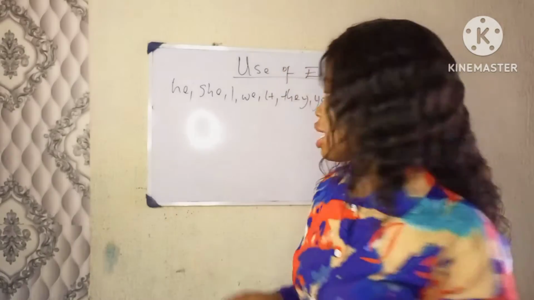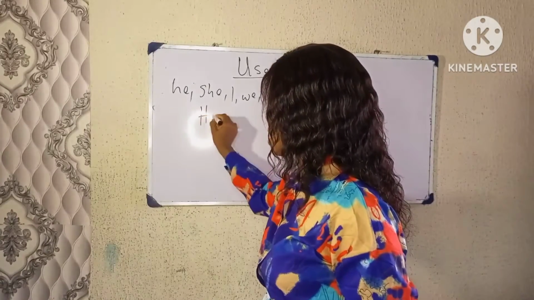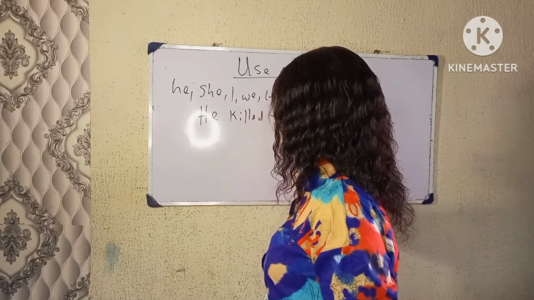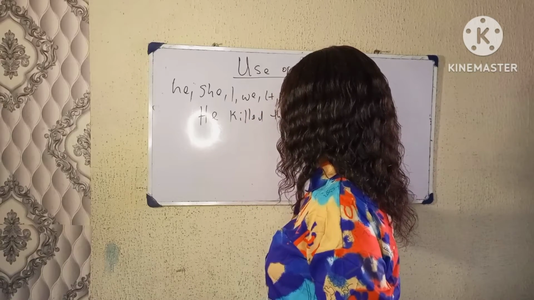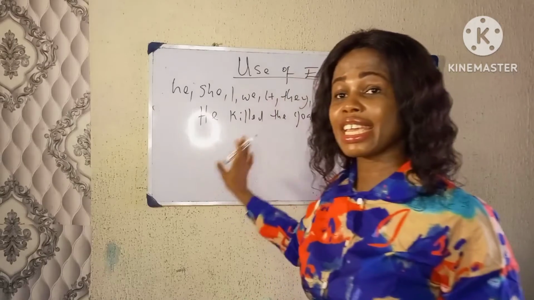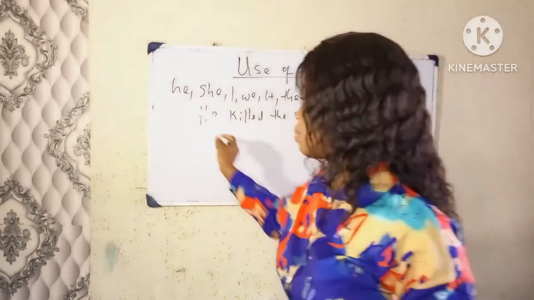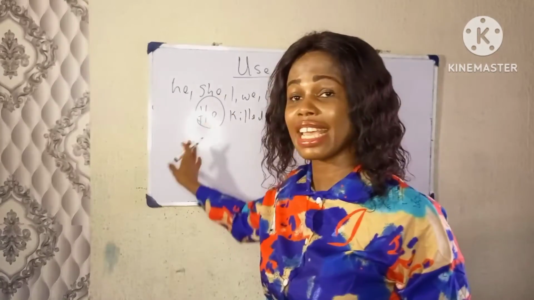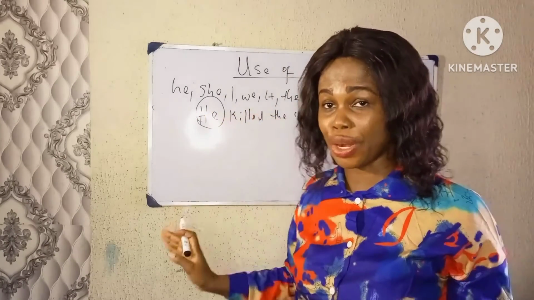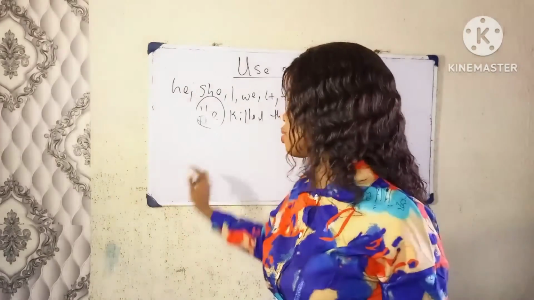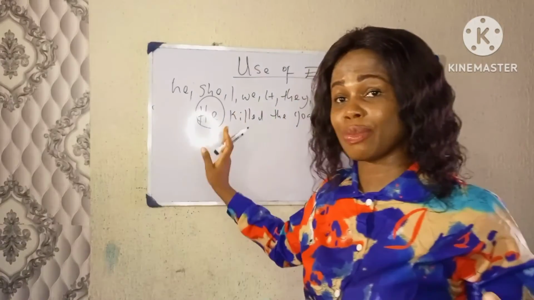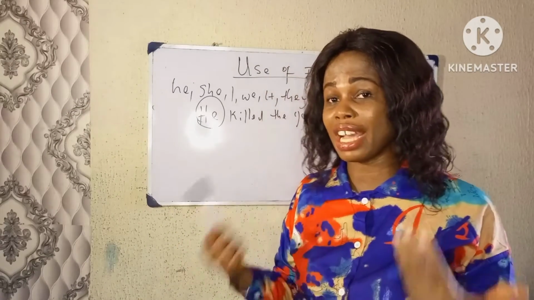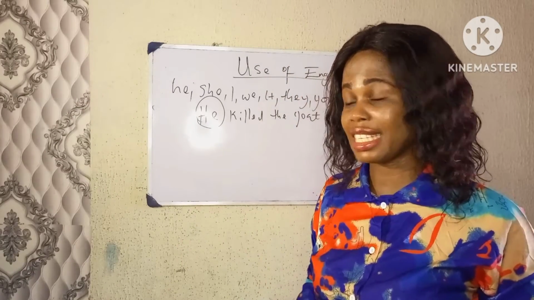For example, say, he killed the goats. Okay? He killed the goats. The performer of the action is this pronoun he. So he here is a subject pronoun. He is a subject pronoun. So subject pronouns are pronouns that perform actions of the verb in a sentence.